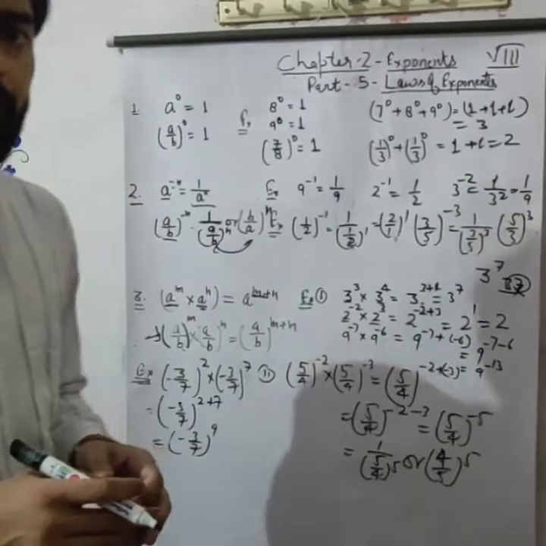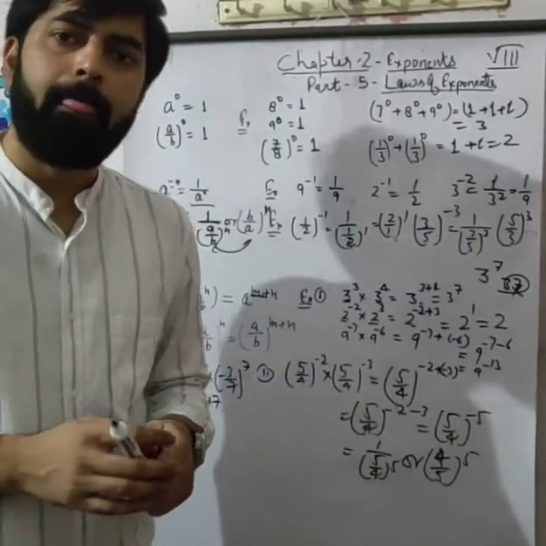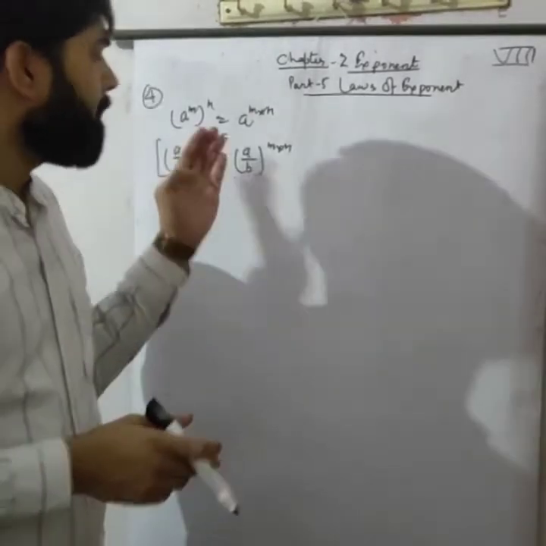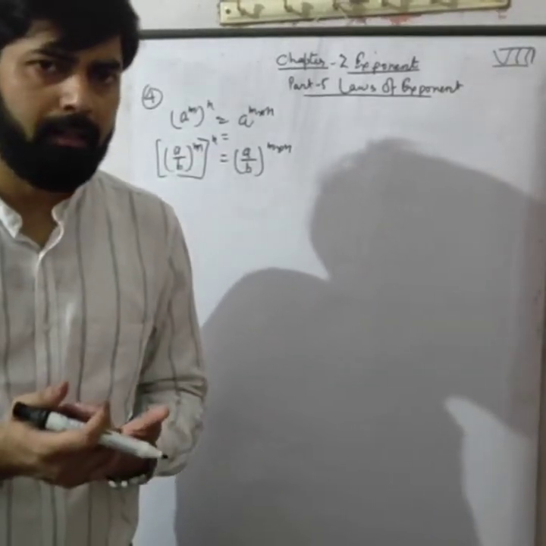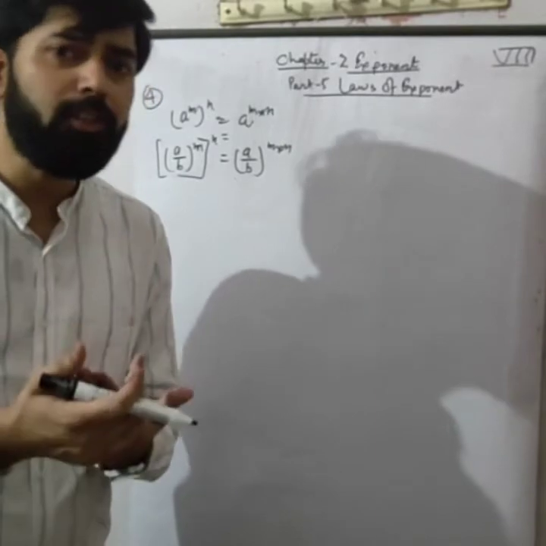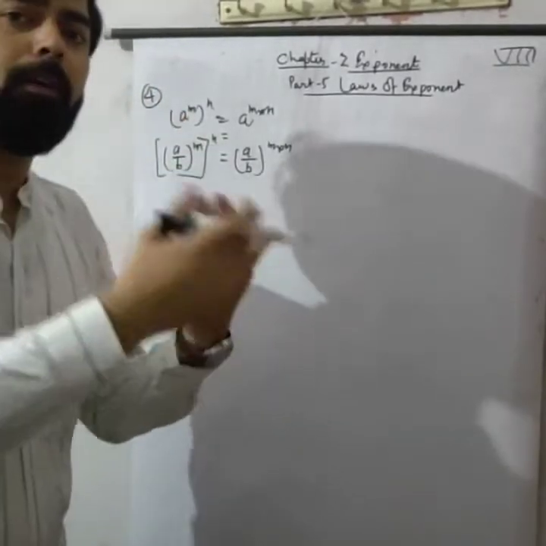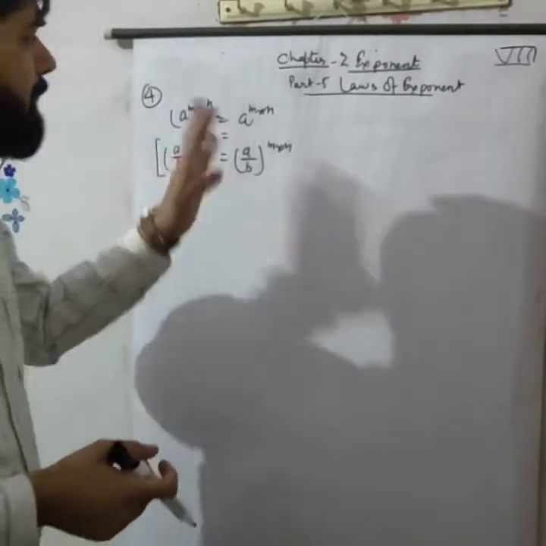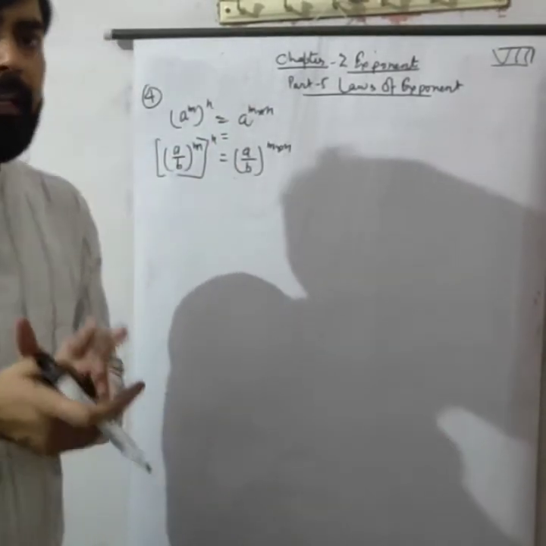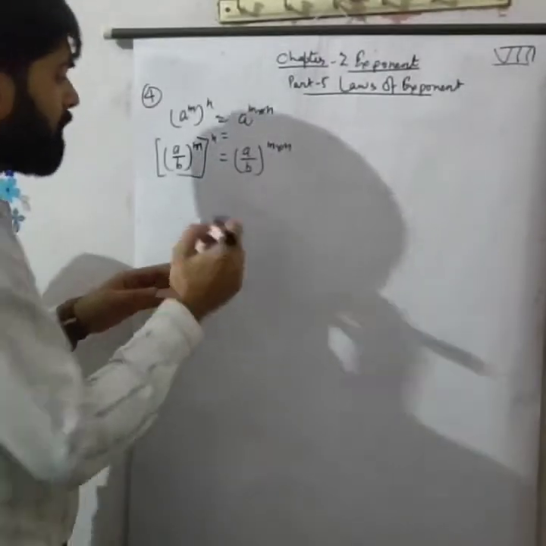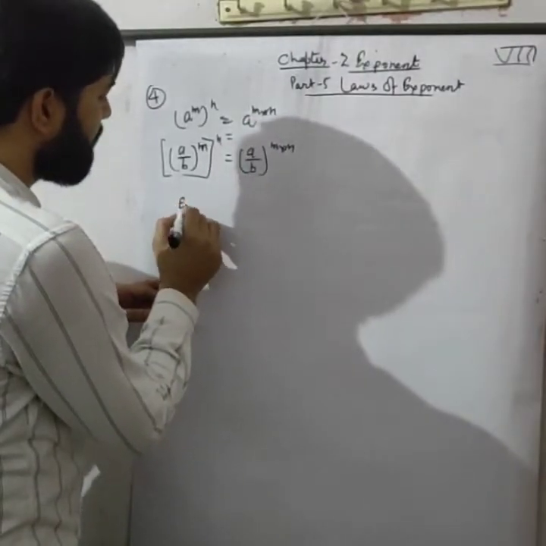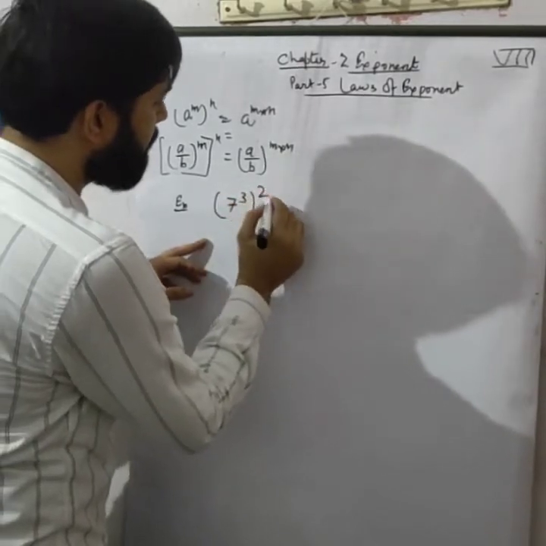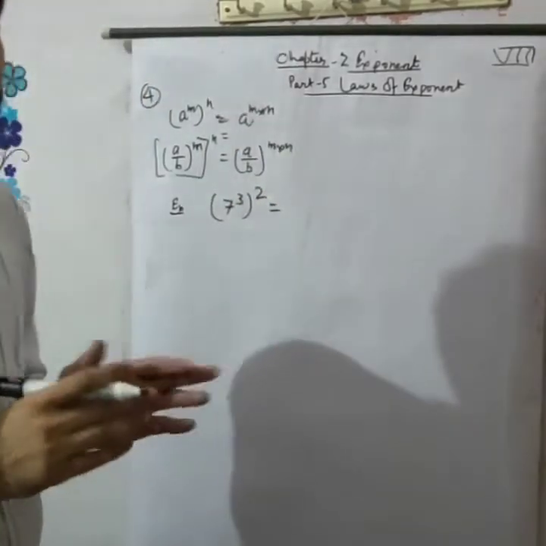Understood? Now the next law, and today's last topic, is power of power. When a non-zero number with a power is raised to a power, how can we solve this type of question? We just multiply the powers and you can find your answer. So look at some examples. First is 7 raised to the power 3, the whole raised to the power 2. We can solve it by two methods.